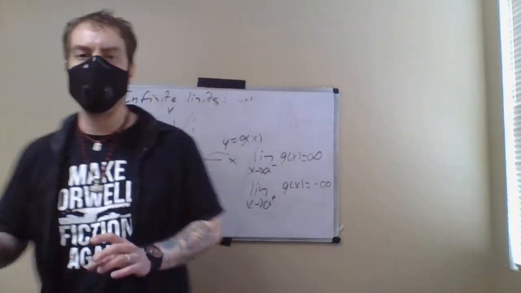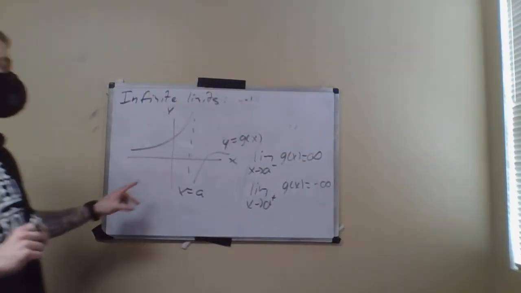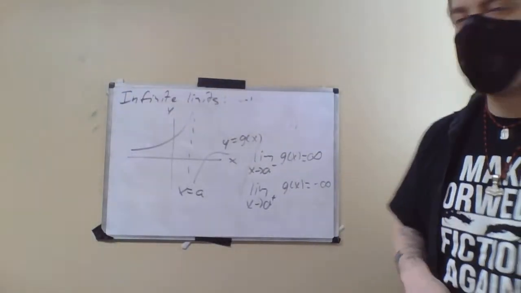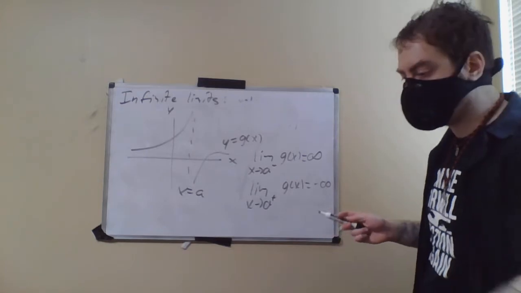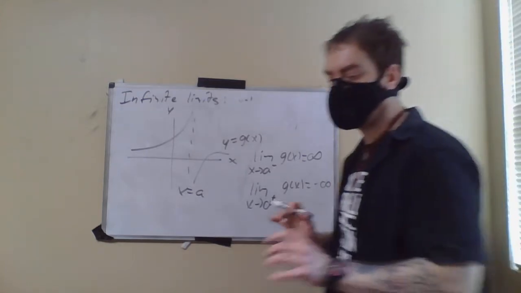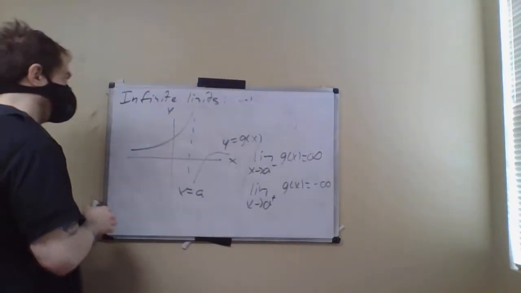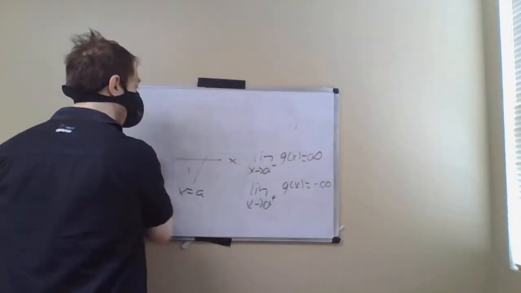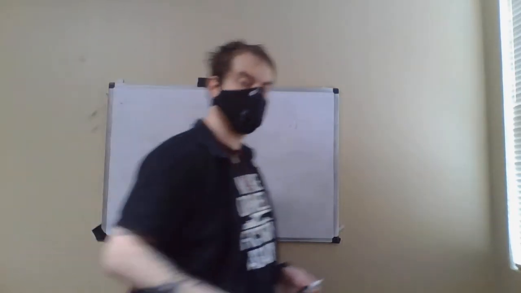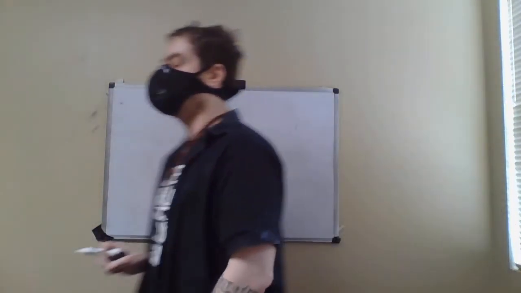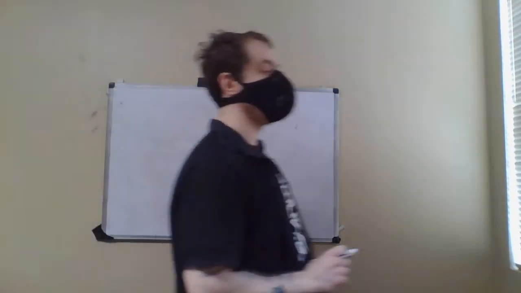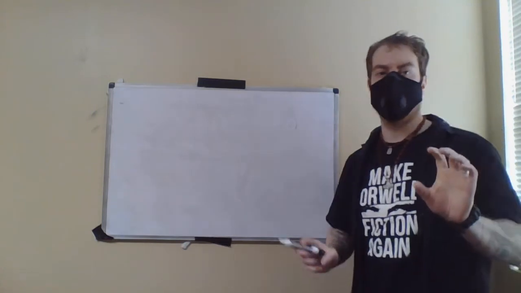Now, how do we actually make this precise? It's not so bad to see what's going on here on a graph. But if we want to see what's going on in terms of a precise definition, how can we do that? Well, it's not too difficult if we think back to our epsilon delta definition, but we do need to be careful, because we can no longer say we can get within epsilon of our target.